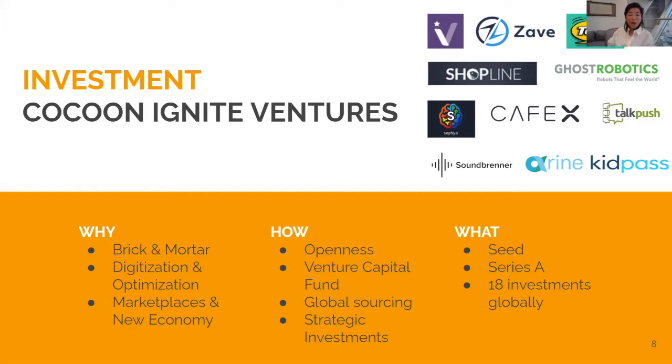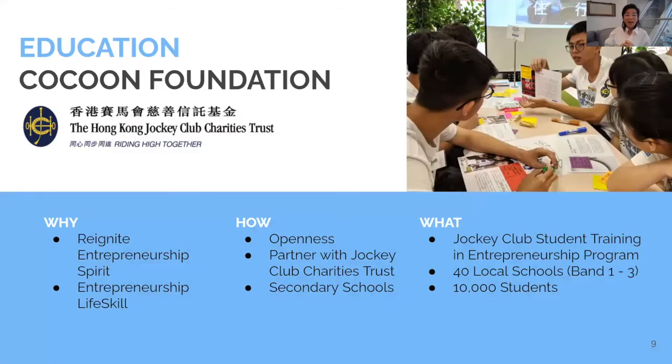And our third pillar is a charity. It's called the Cocoon Foundation. We work with the Hong Kong Jockey Club Charities Trust. And we've built out a program called the Jockey Club Cocoon Student Training and Entrepreneurship Program.